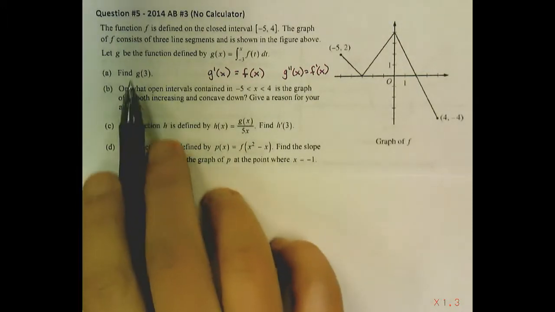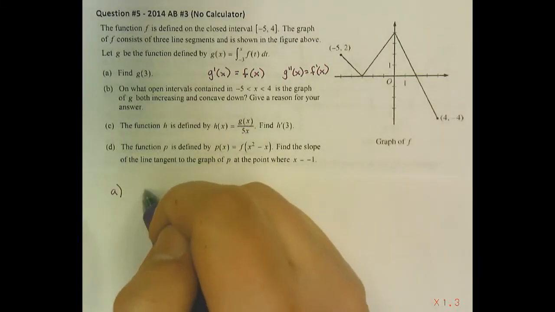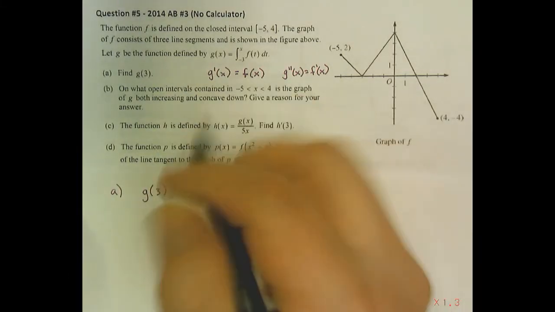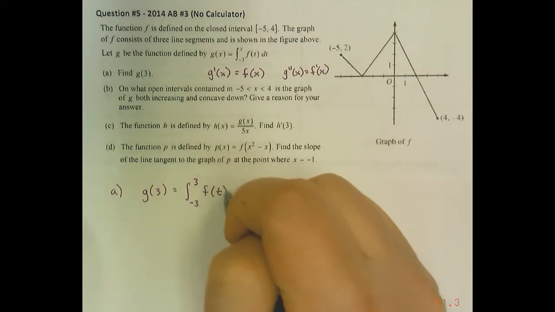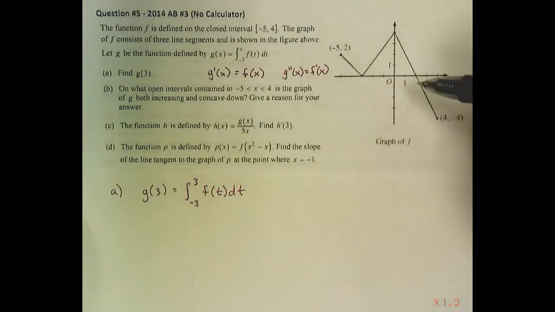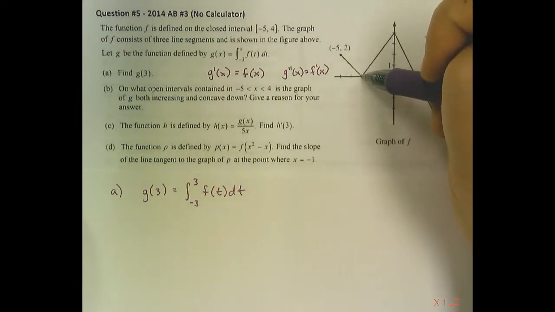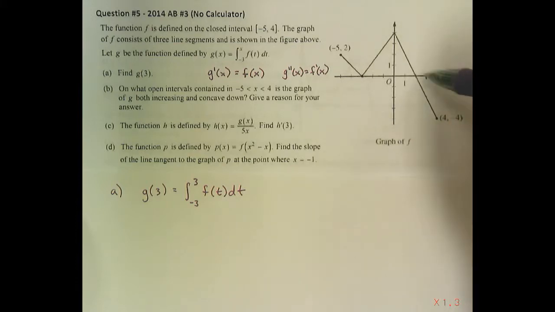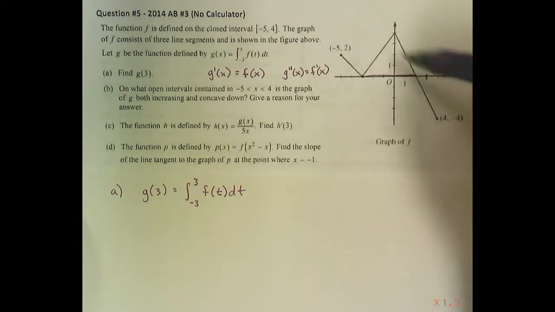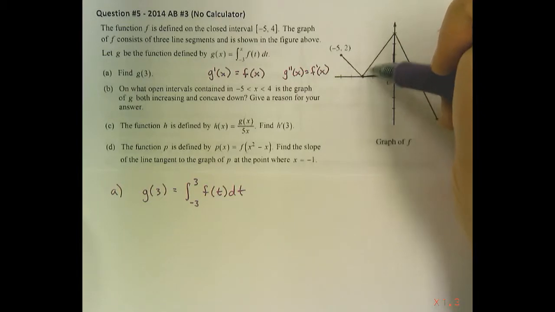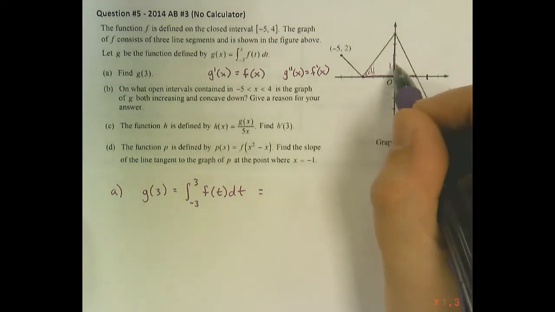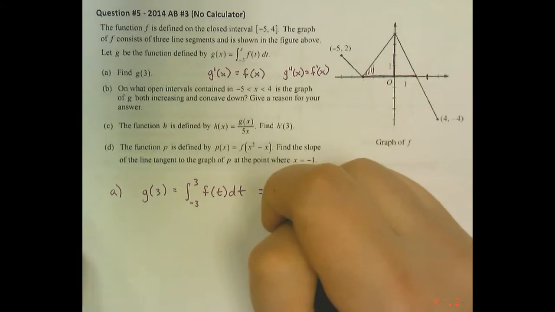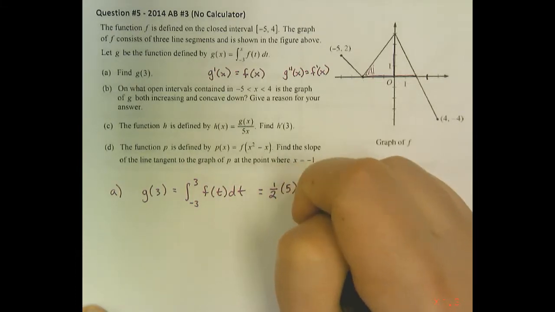So find g of 3. g of 3 is asking us what is the integral from -3 to 3 of the curve provided, f of t. So when we look at this graph, -3 right here, up to this point, we have a triangle. So we are going to accumulate area. Our positive accumulation is that first triangle, which has a base of 5 units and a height of 4 units. So 1/2 of 5 by 4.